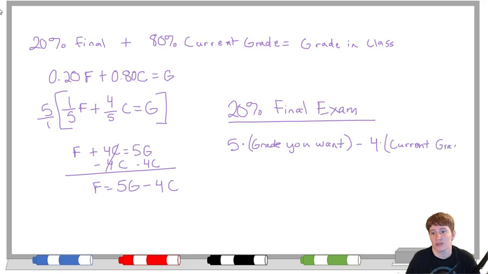And so here's some situations that we might decide to use. Let's say that we want an A. So really the grade we want is at least an 89.5.